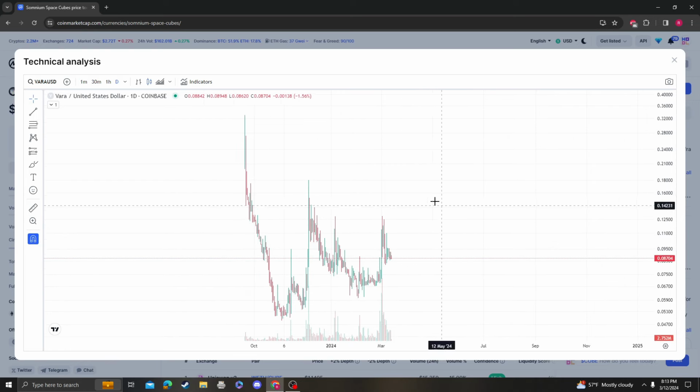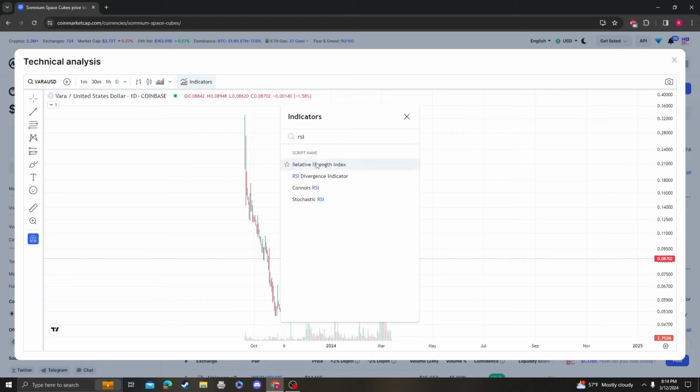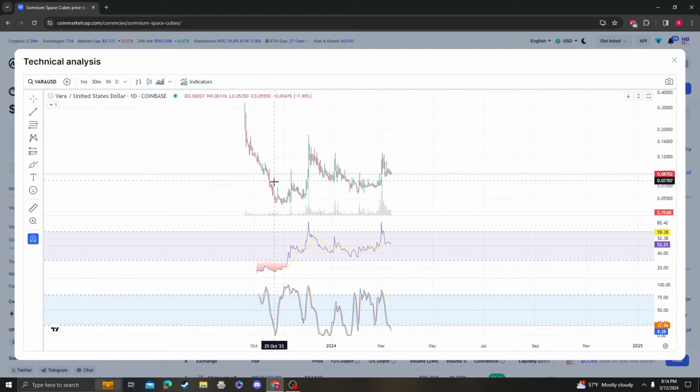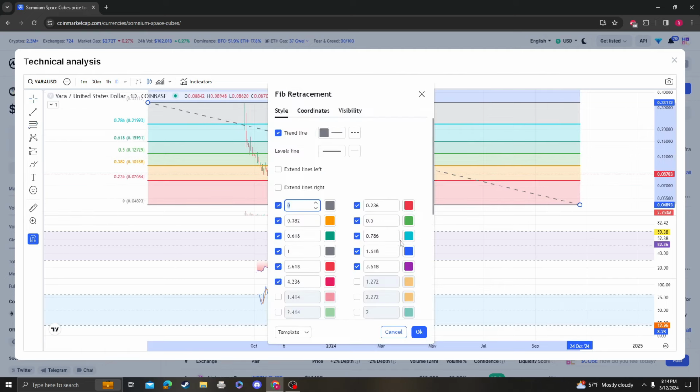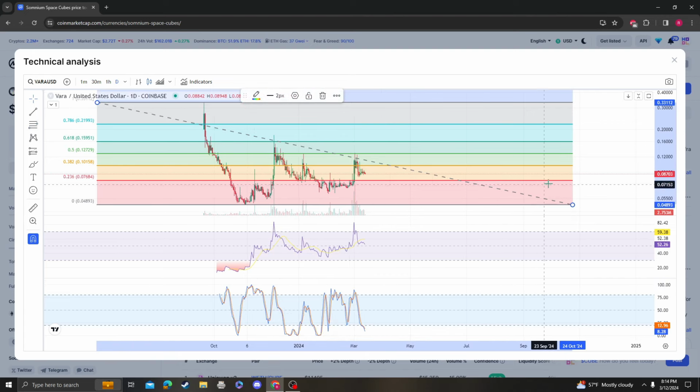And let's change it to log. There isn't really much data to be working with, but it's okay. It looks like we had a nice dump, followed by consolidation. And let me just make sure that my fib is on log too, because someone pointed that out. It is on log, okay.